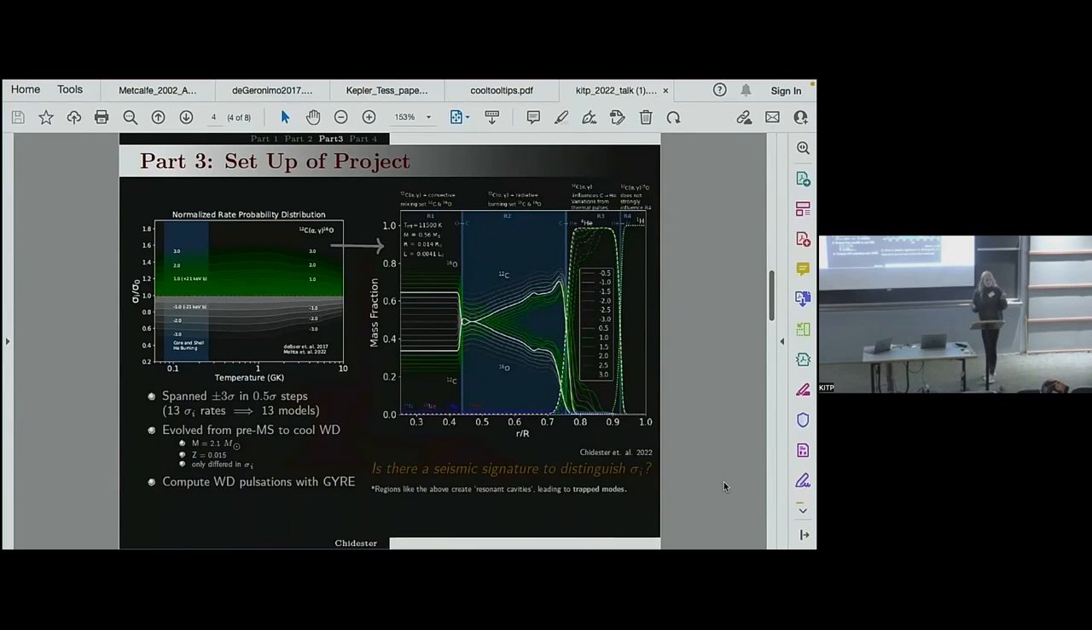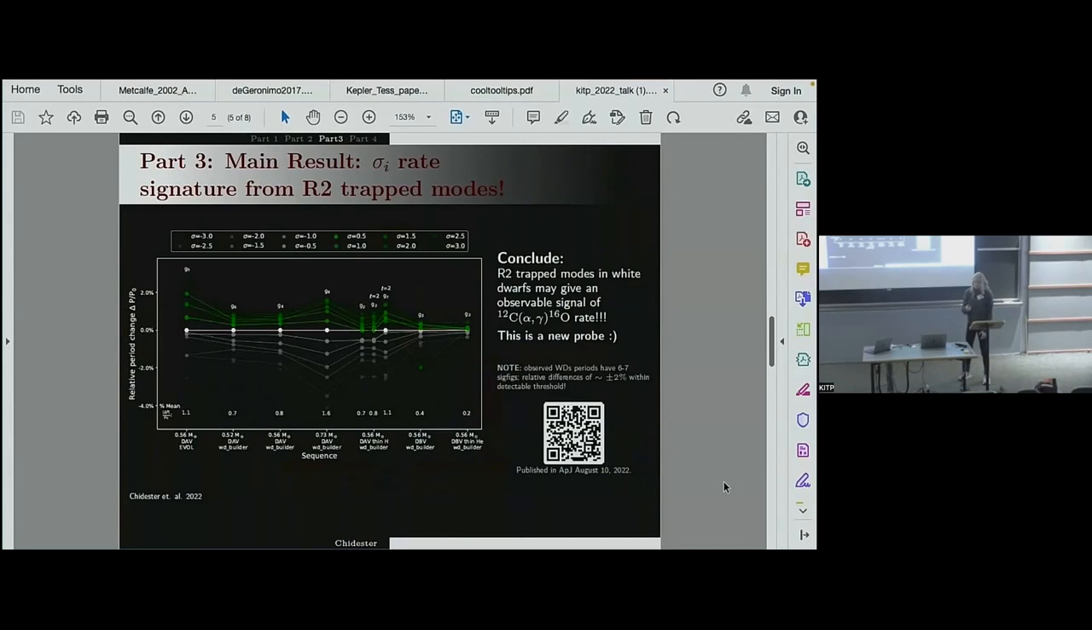The last thing I'll say before moving on is these regions have been designated by their composition gradients. That's because in doing so, they can create resonant cavities for G modes. When a G mode resonates within one of those cavities, it can become trapped. And it turns out that trapped modes can be more informative of particular regions in the star than other G modes.